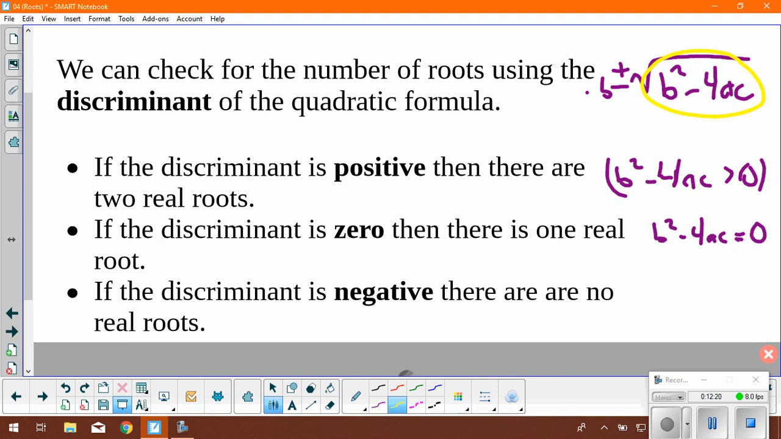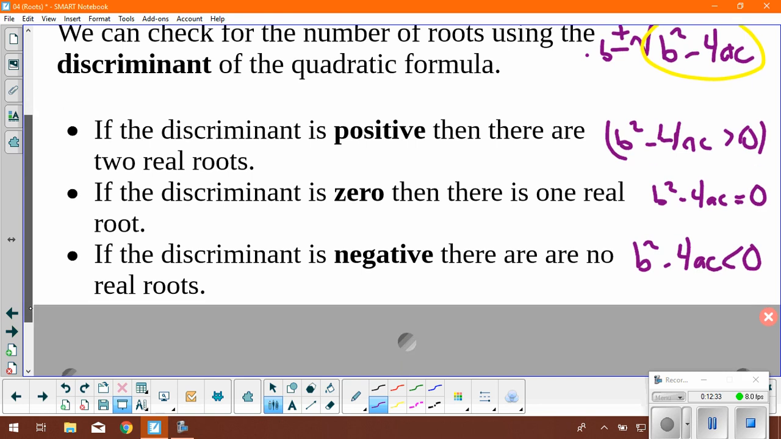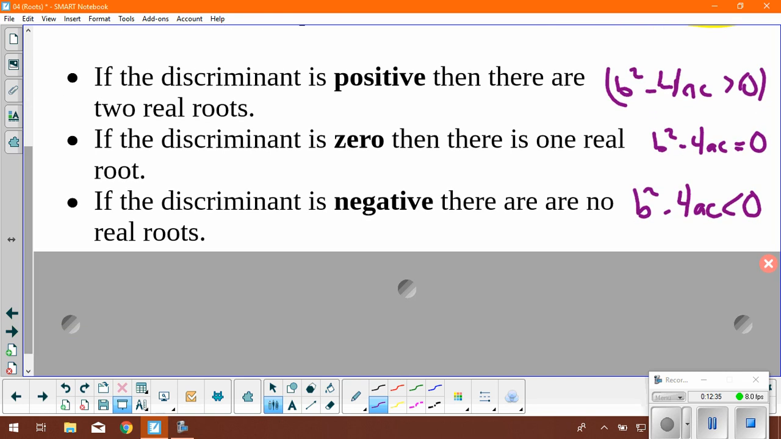And finally, if the discriminant is negative, so if b squared minus 4ac is less than 0, then there are no real roots. When I'm back tomorrow, if you want to have a quick discussion of what you can do with a negative square root, we can certainly do that. But for the practical purposes here, there's no real roots. It doesn't have a solution for that quadratic.